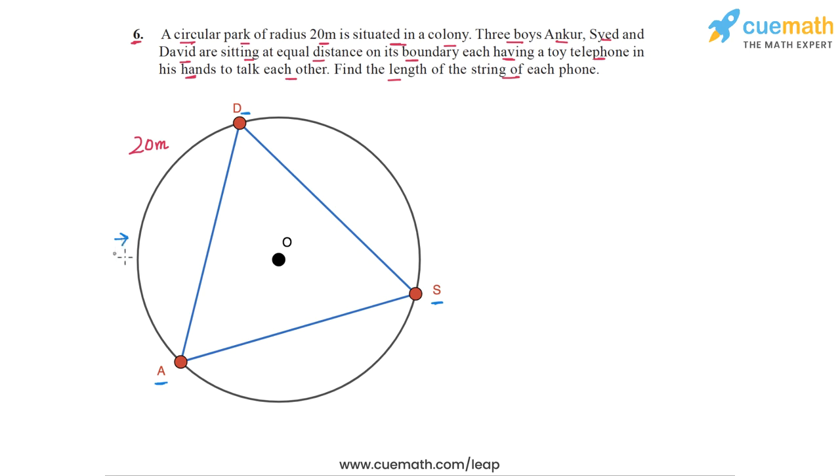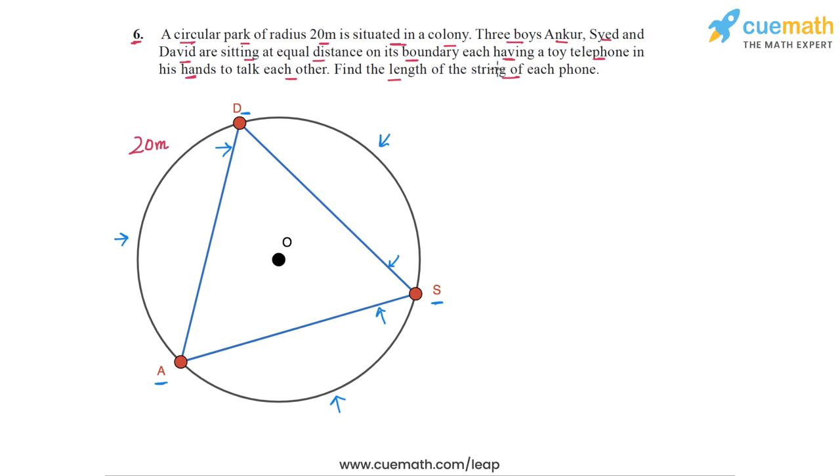So the arc length DA, the arc length AS, and the arc length SD will be the same, which means that the corresponding chords will also have the same lengths. So chord DA, chord AS, and chord SD will also have identical lengths. So DAS forms an equilateral triangle.